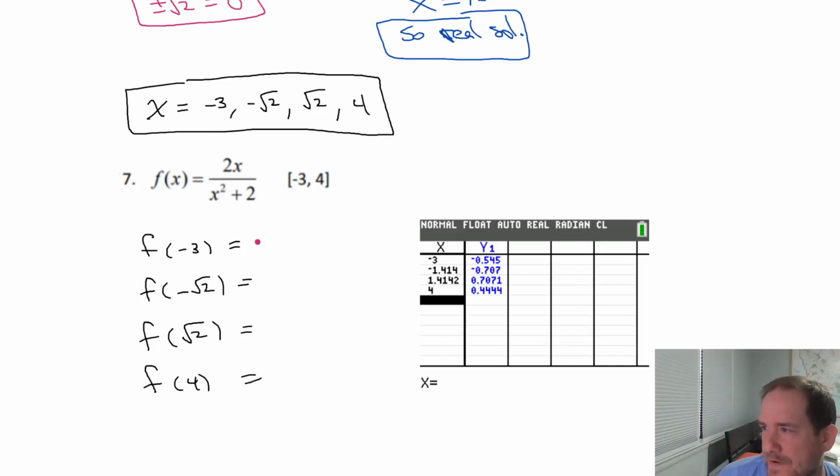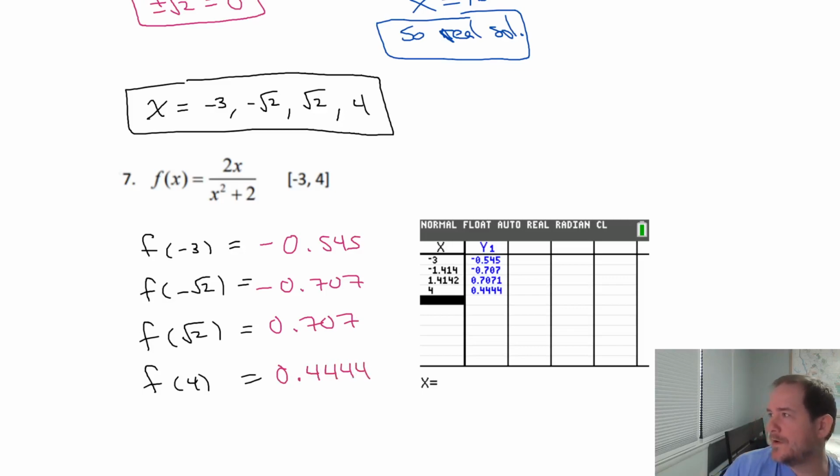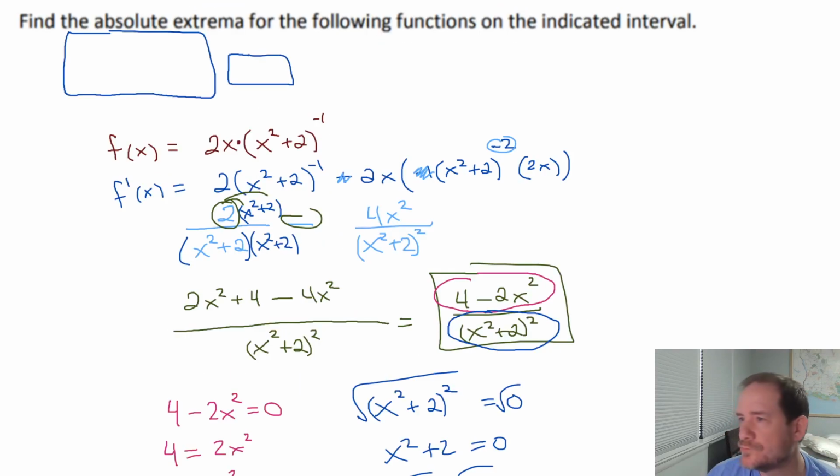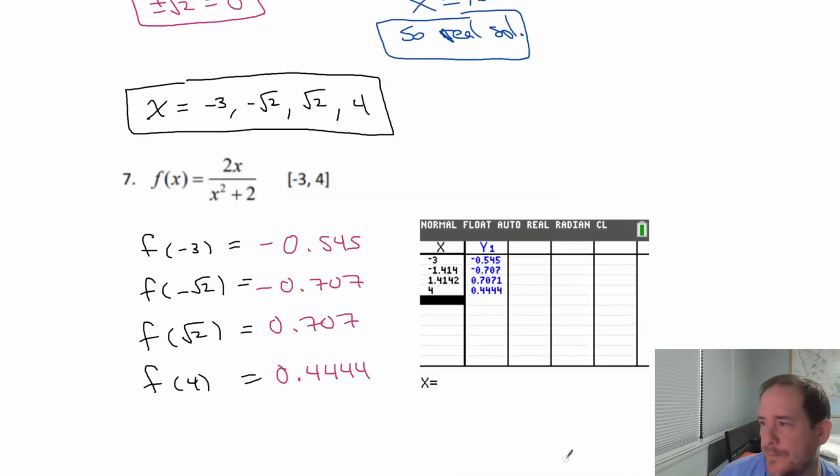And negative 3 is giving negative 0.545, negative 0.707, positive 0.707, and 0.4444. All right, so it turns out that the very, very smallest value, oh man, okay, sorry about that. This program is pretty glitchy. All right, this one is the least, and this one is the greatest.